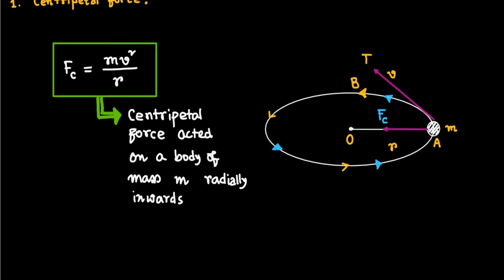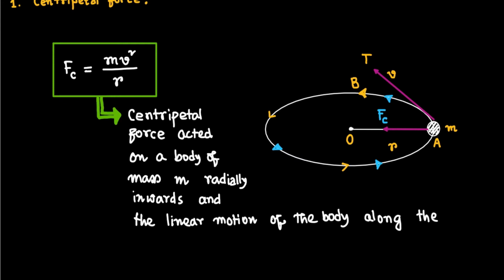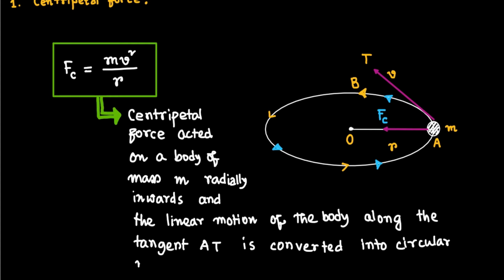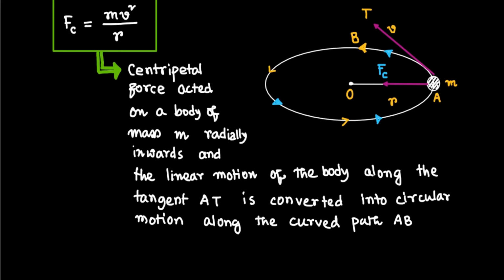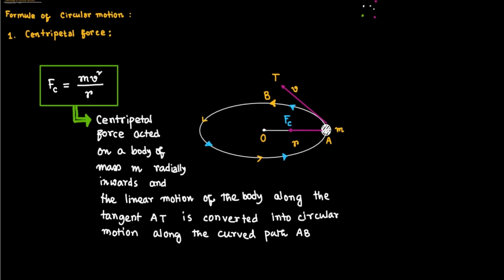This centripetal force Fc is acted radially inwards, and the linear motion of the body along the tangent AT with the tangential velocity v is converted into circular motion along the curved path AB, under the action of centripetal force Fc along AO.